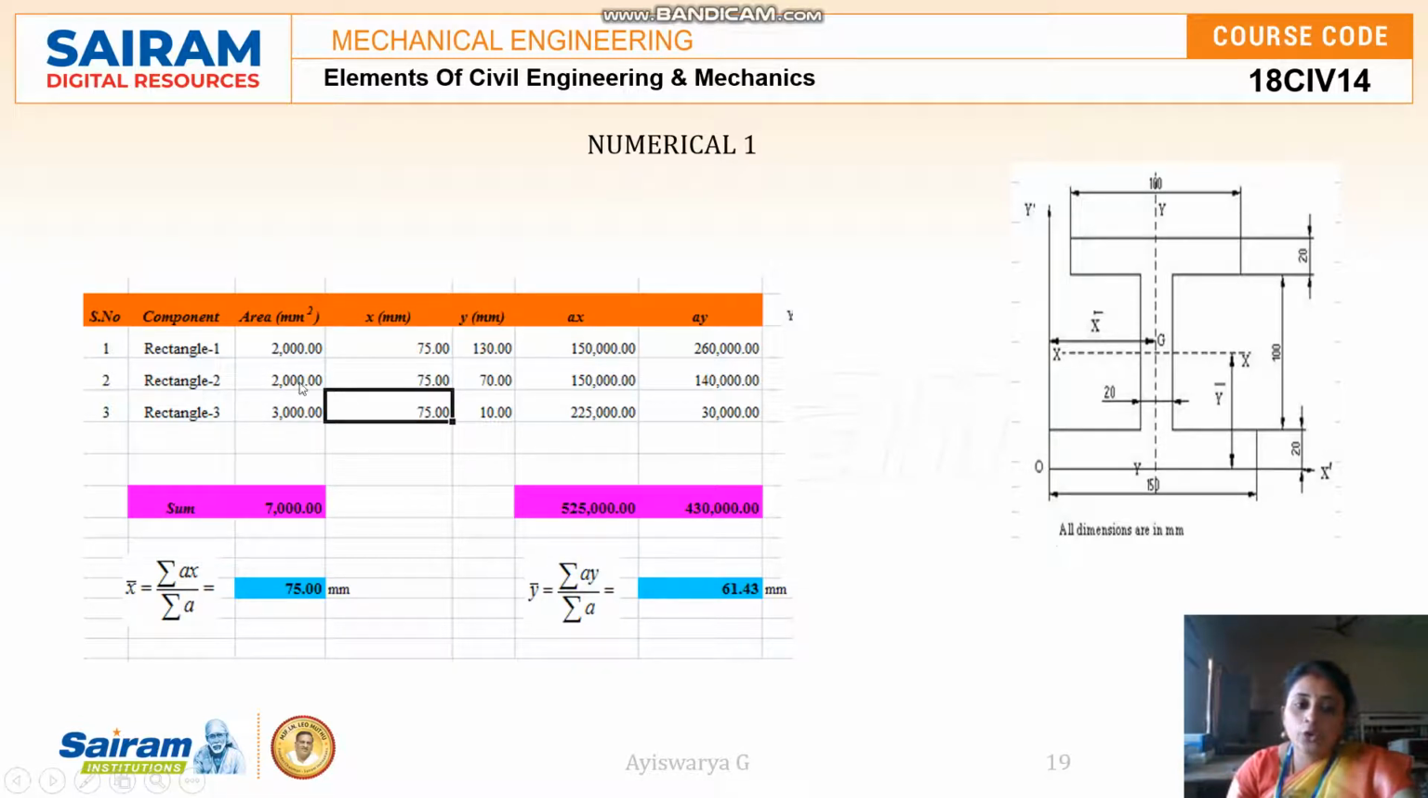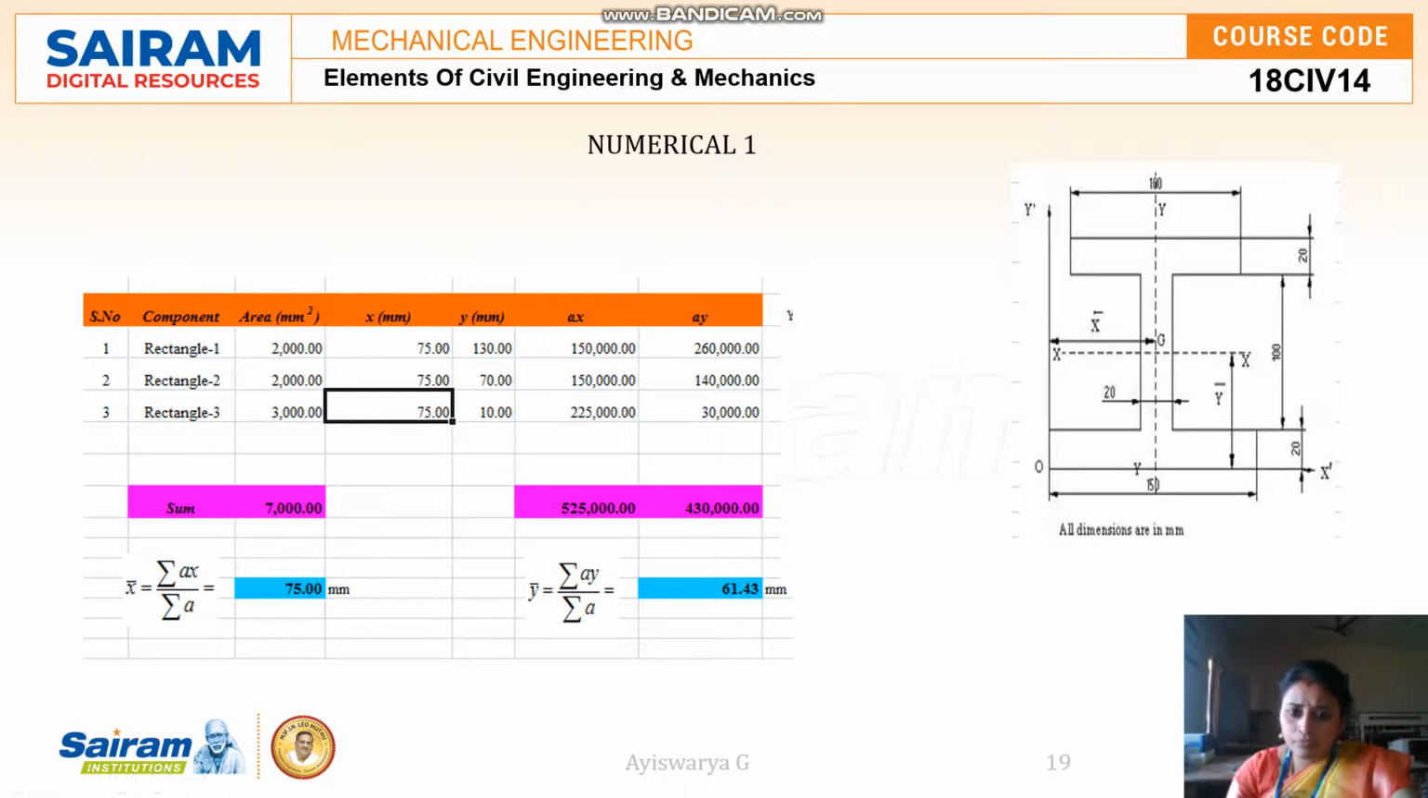So finally you make the sum of the areas, sum of the ax and sum of the ay. So finally you will get x bar as summation of ax by a and y bar as summation of ay by a. Okay, so this is mm cube by mm square. See, area is mm square and distance is mm. So mm cube divided by mm square, you will get mm, right? So you will get x bar and y bar as well.